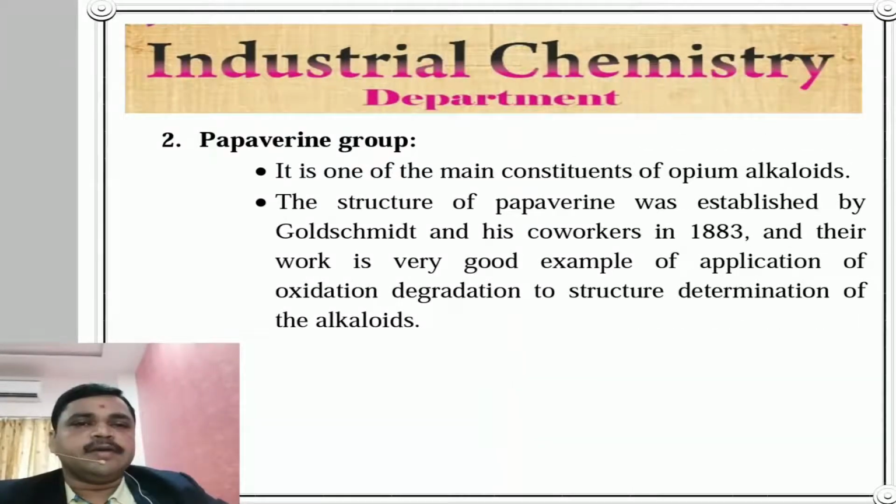The second group is the papaverine group. It is one of the main constituents of opium alkaloids. The structure of papaverine was established by Goldschmiedt and his co-workers in 1883, and their work is a very good example of the application of oxidation degradation to structure determination of alkaloids.